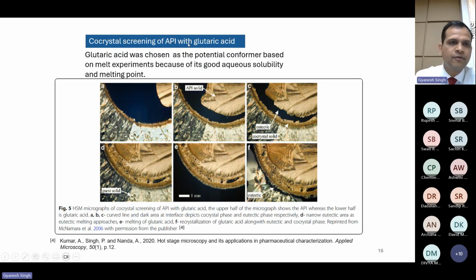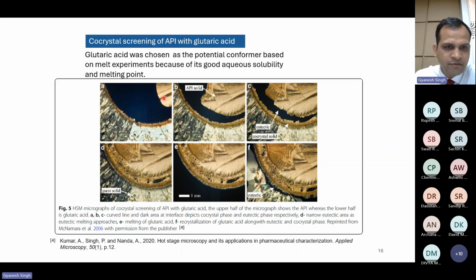This is one more example of a co-crystal screening of an API with glutaric acid. Glutaric acid was chosen as a potential co-former based on melt experiments because of its good aqueous solubility and melting point. I would like to focus on a few regions. This region is the API region, this is the glutaric acid region, and this is the eutectic channel. Every change will happen here only.